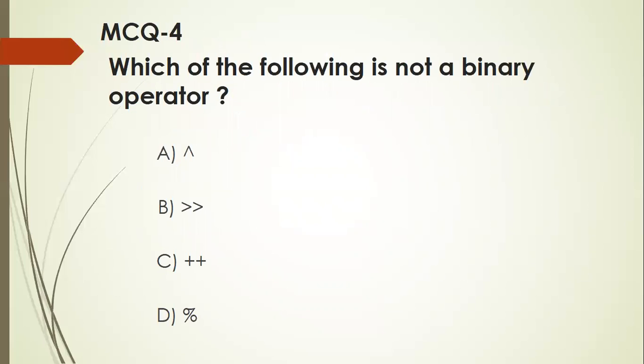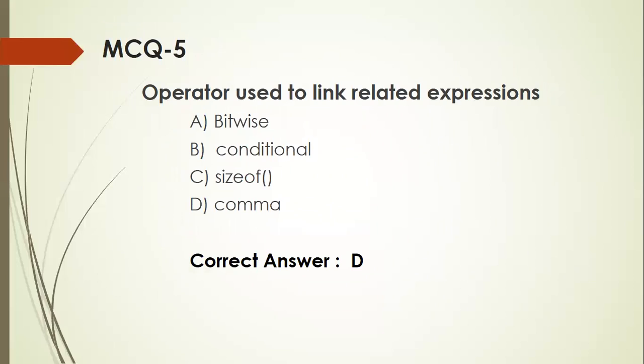The fourth question: which of the following is not a binary operator? Cap sign, a binary operator. Shift right, a binary operator. Plus plus is a unary operator. And percentage is again a binary operator. The correct answer is C. The operator used to link related expressions is the comma operator. The correct answer is D.